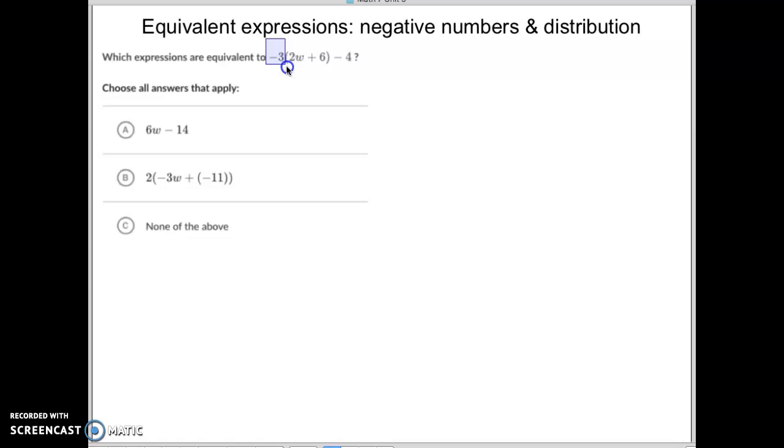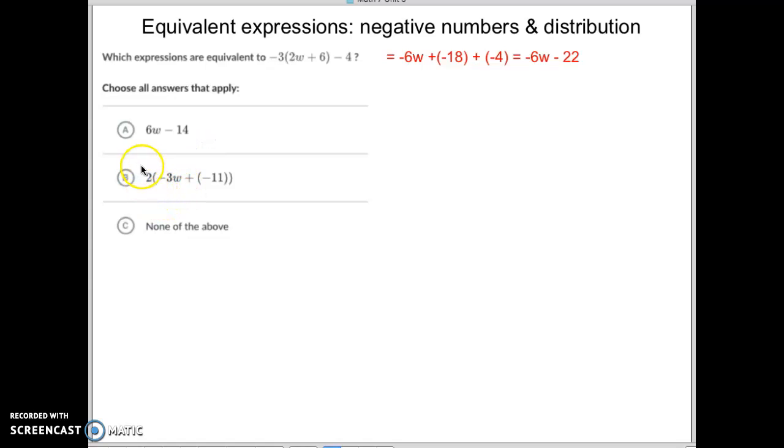So let's distribute the negative 3. As we distribute the negative 3, we get negative 6w, plus negative 18, plus our negative 4. Then we can combine like terms. Negative 18 plus negative 4 is negative 22. So we're looking for equations that are negative 6w minus 22. Well, this one is positive 6w minus 14, so that does not work.